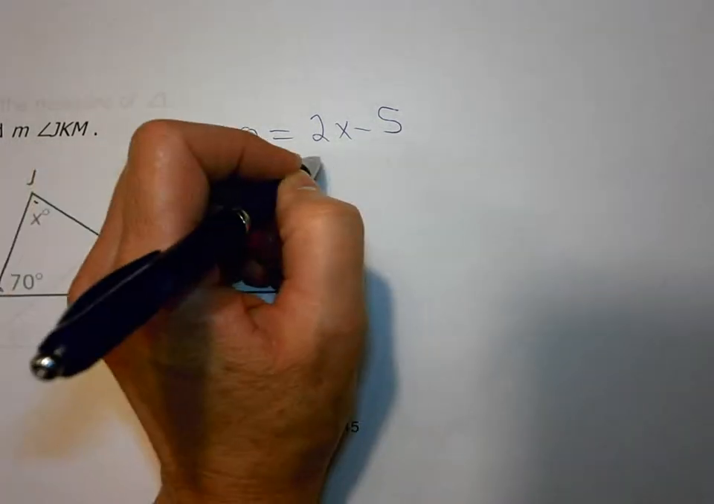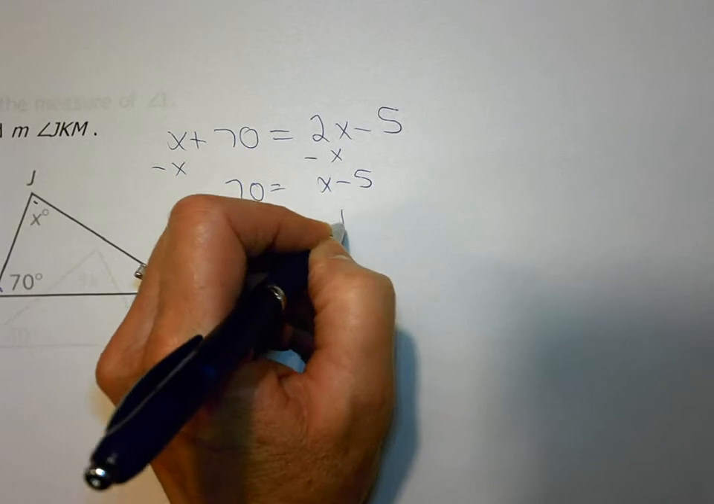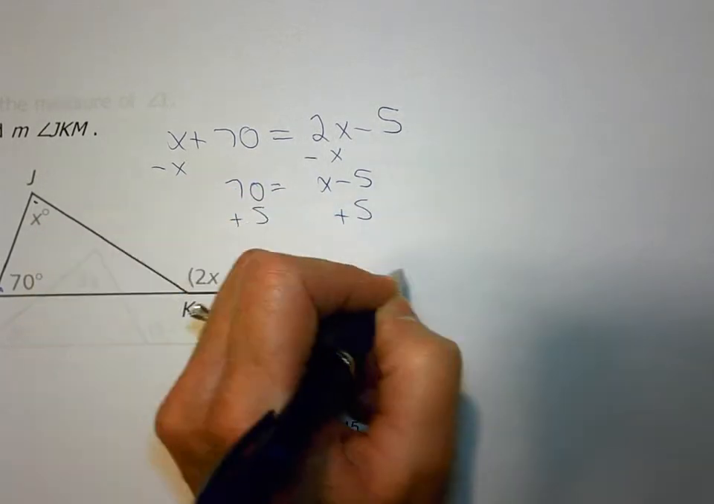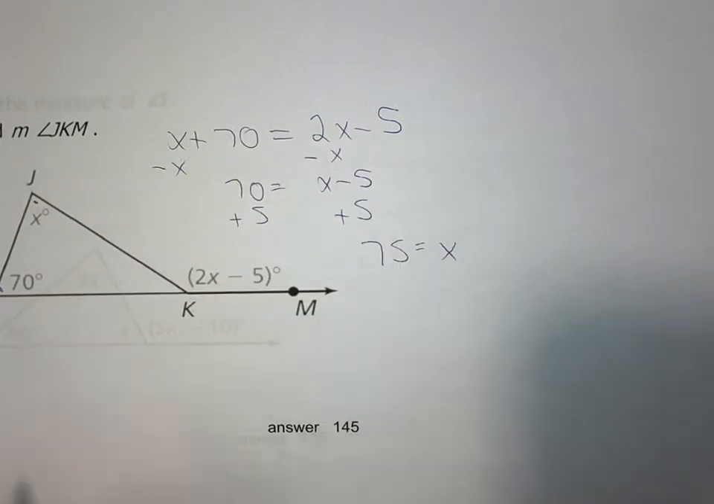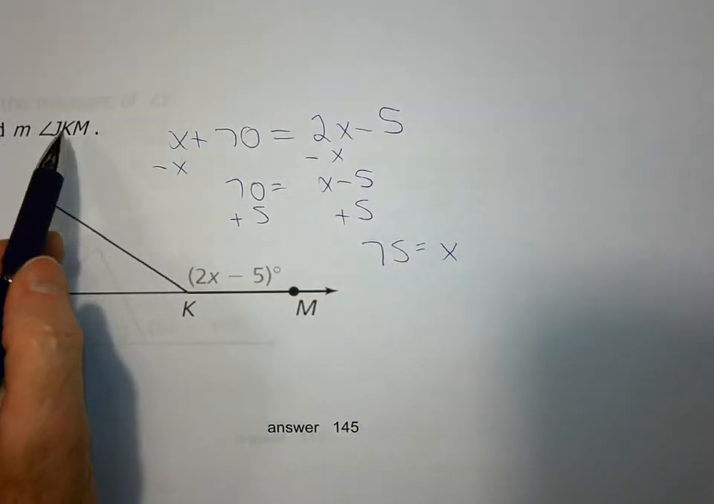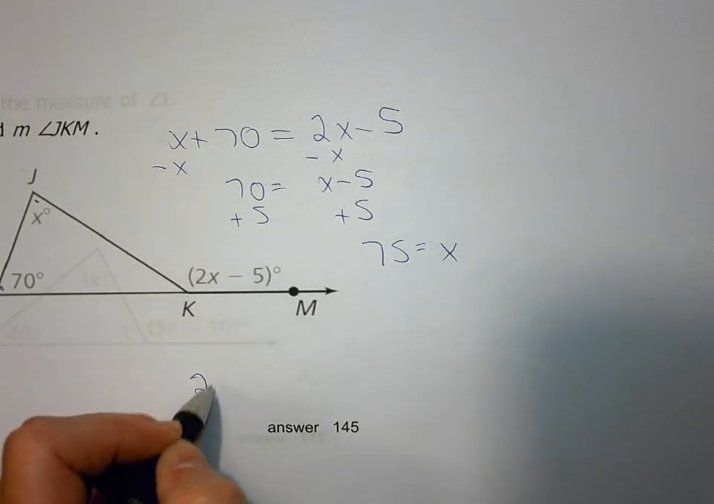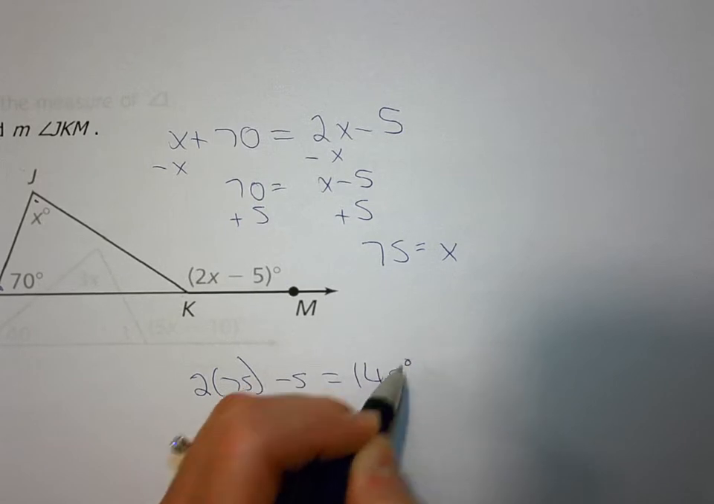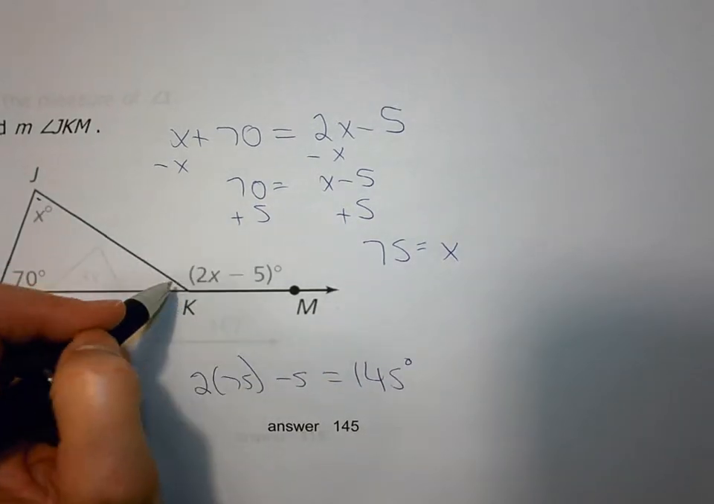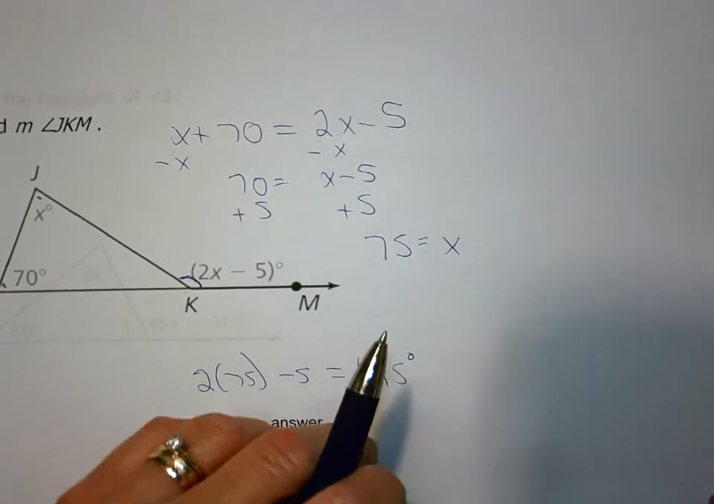So minus x, 70 is x minus 5. So x is going to be 75, but they asked for angle JKM, so JKM is actually this angle. So 2 times 75 minus 5. So the exterior angle, or this angle right here, is the 145.